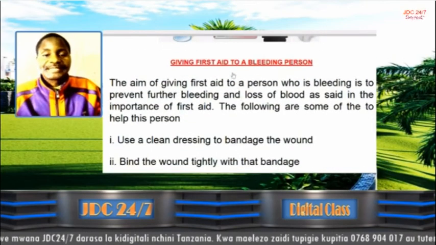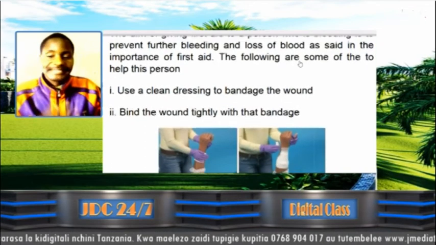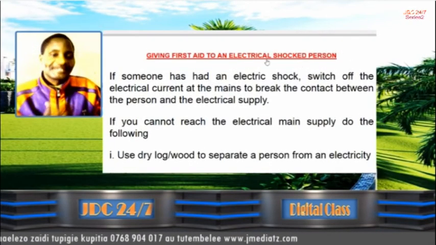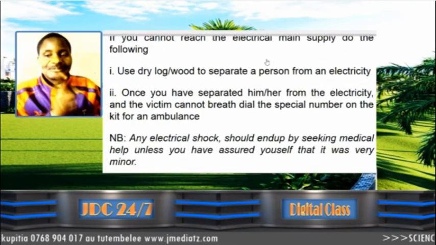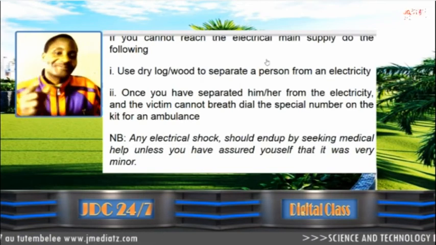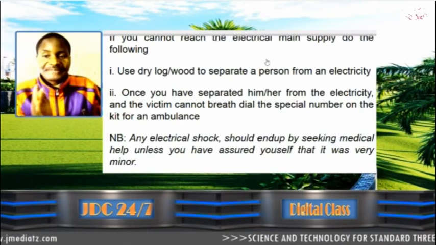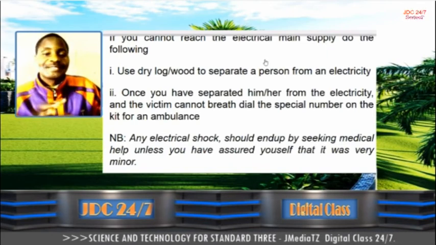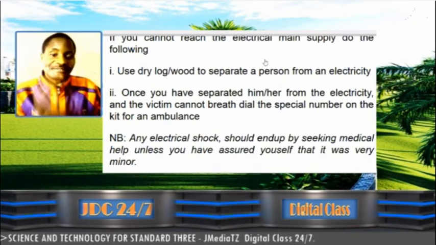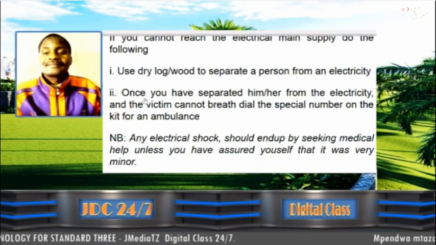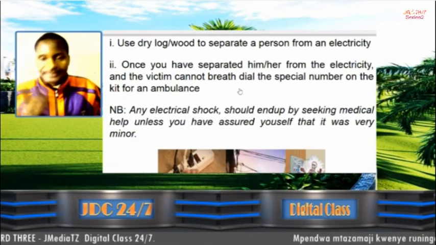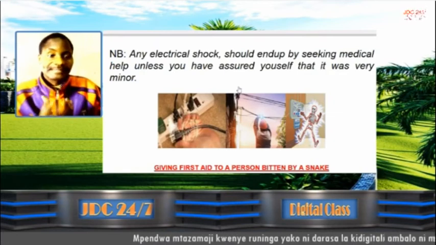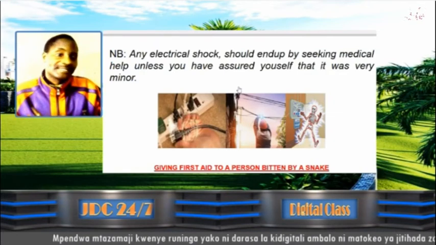And also we have gone through the process of giving first aid to a person who is bleeding, and to a person who has got an electrical shock. We have said you don't need to touch that individual. First of all, you need to switch off the electricity. In case you can't reach it, you have to separate the victim by using a dry log, if not a log then wood, to separate him or her from the electricity before touching, right? Once you have separated him, you do what follows. We have also insisted that an electrical shock should end up by seeking medical treatment, unless you have assured yourself that it was very minor.